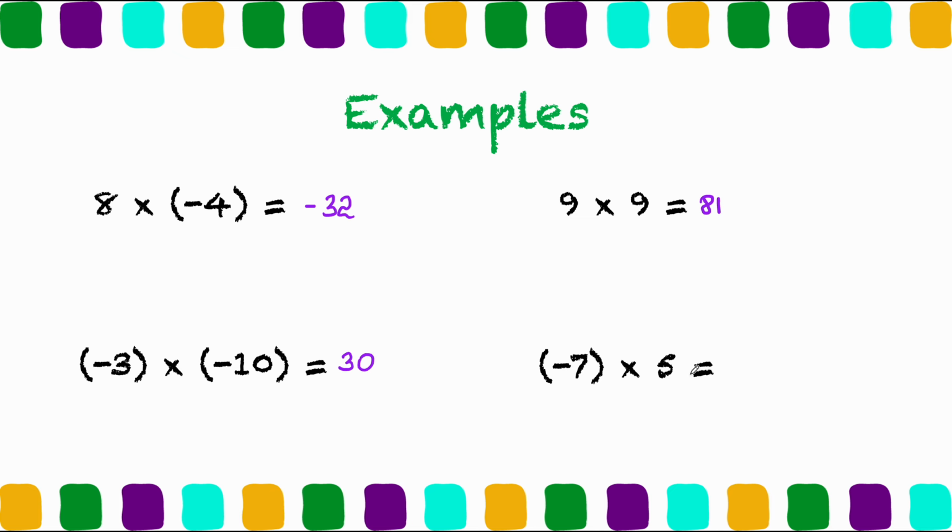And the last one, we have -7 times positive 5. We have two different signs, so our product should be negative. But 5 times 7 will give us 35, so our answer will be -35.